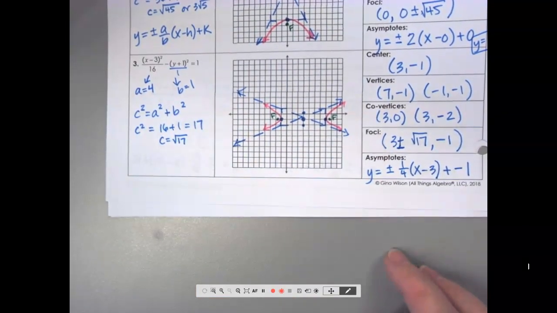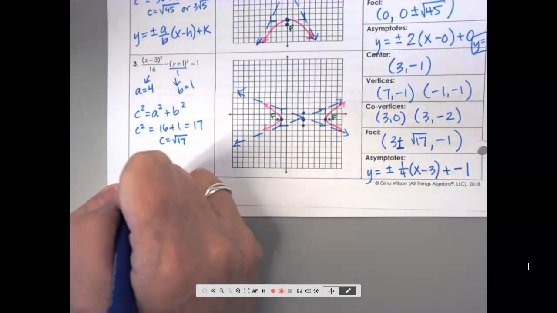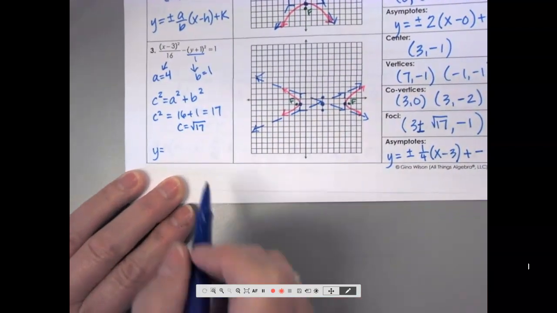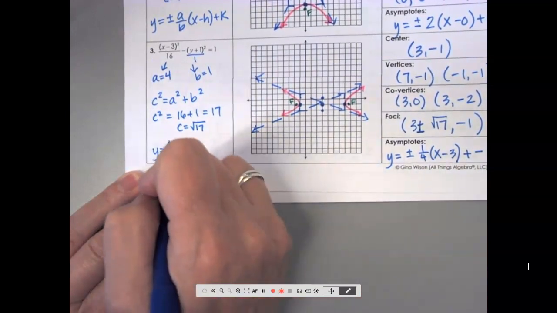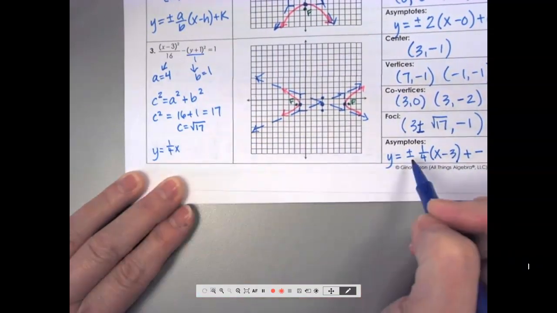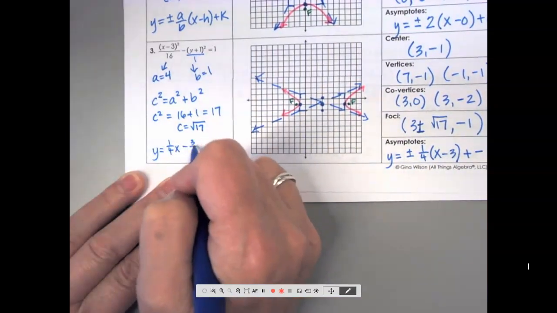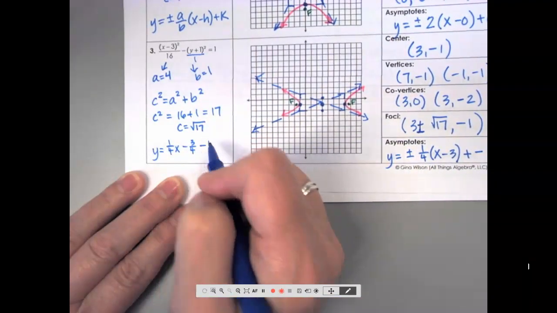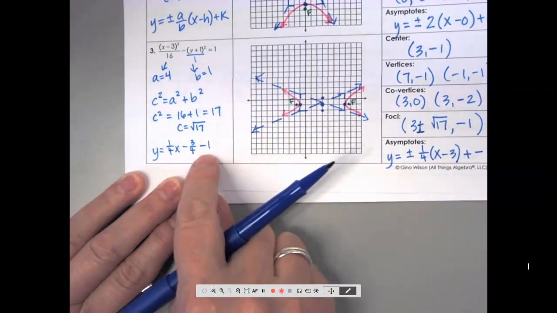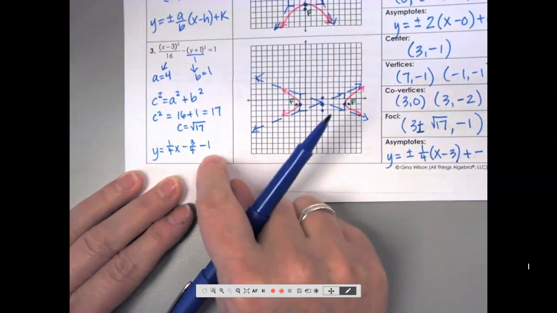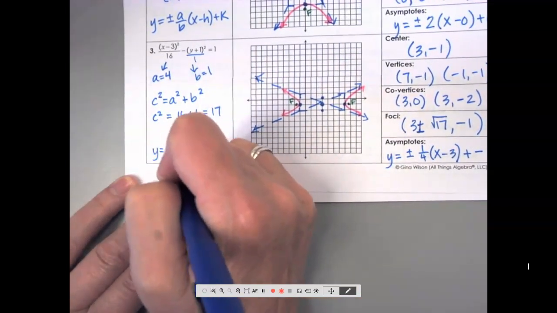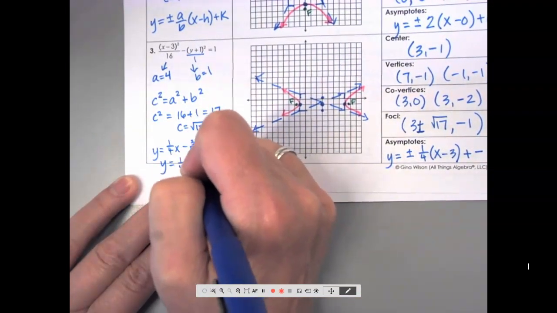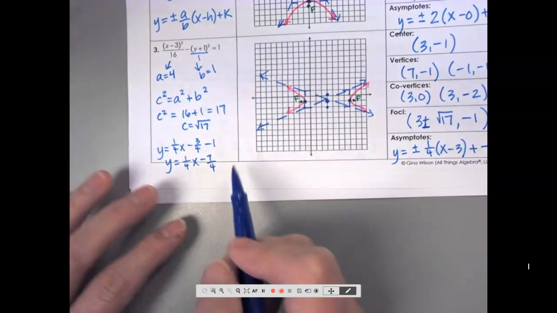So if I wanted to distribute that out, this one's a little bit tougher, but let me show you how you would do it. Okay, I'm going to do the positive 1/4 first. I'm going to distribute 1/4: 1/4 x minus 3/4 minus 1. And then I would just have to add those two things together. Well, that's 4/4 minus 3/4 is 7/4. So I add 1/4 x minus 7/4. That's one asymptote.